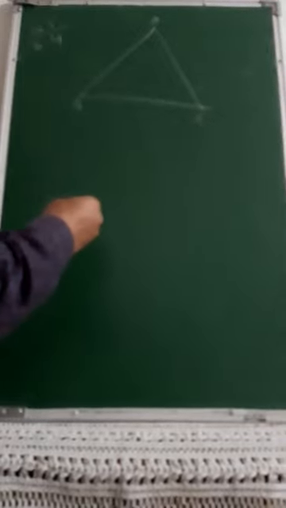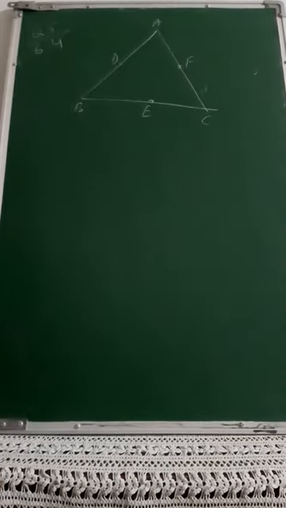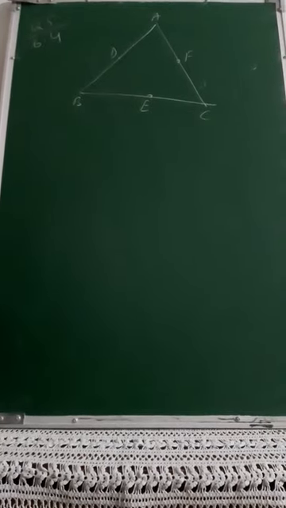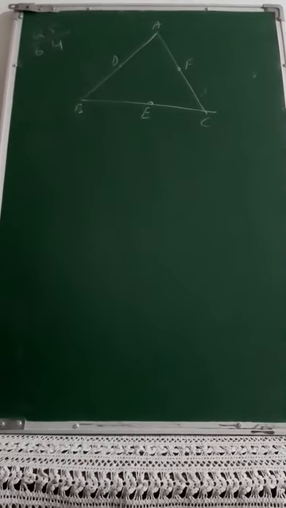So, this is the triangle ABC given to you. D is the midpoint of AB. E is the midpoint of BC and F is the midpoint of AC. This is given to you, AB, BC and CA.